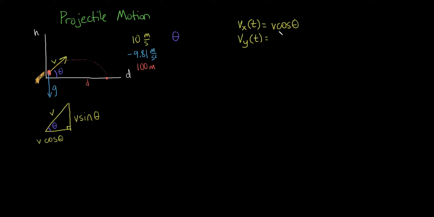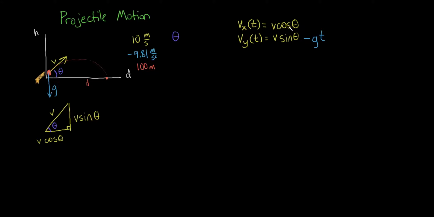At the beginning of the flight, the y component will be v, not v cosine, but v sine of theta. But as the projectile goes along, every second that it goes along, it's going to be pulled down negative 9.81 meters per second squared, right? So we have to subtract out this gravity times how much time that gravity has had to act. How strong is the gravity? How long has it been acting? This is on the velocity.